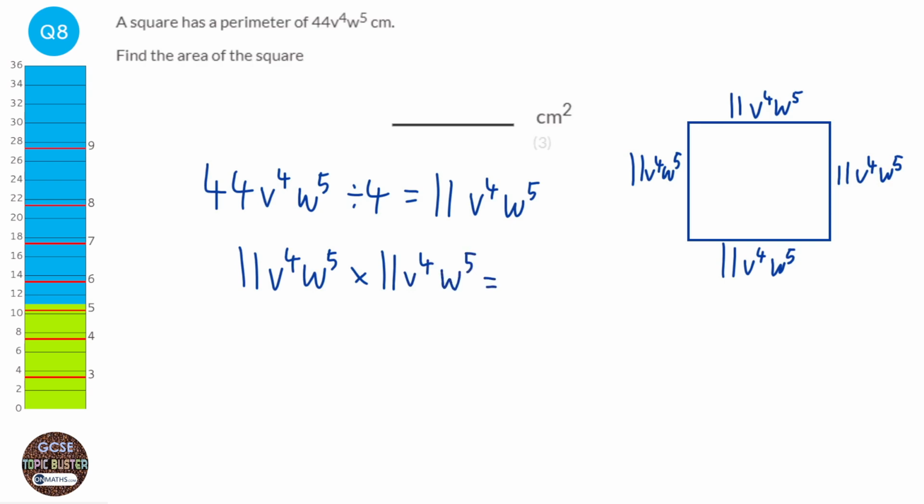Okay, so we're going to times the 11s together, so that's going to be 121. Going to times the v to the power of 4s together, and remember with indices, if you times two powers of the same base, and they're both v, then we just add the powers together. That'd be 8, and we're going to add the w to the power of 5 together, so that makes 10. So it's 121v to the power of 8, w to the power of 10.